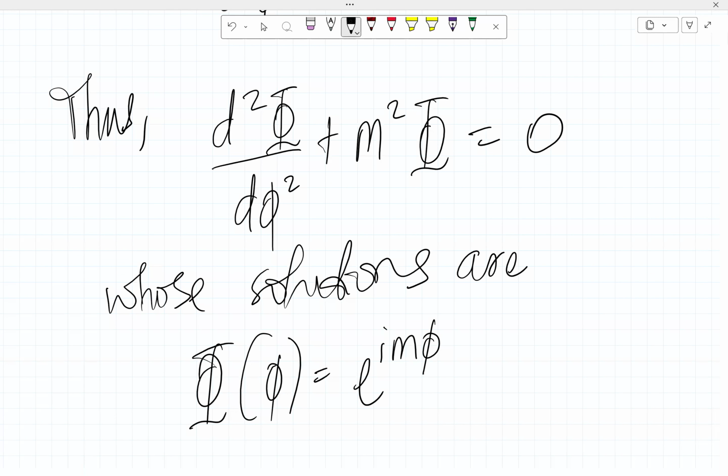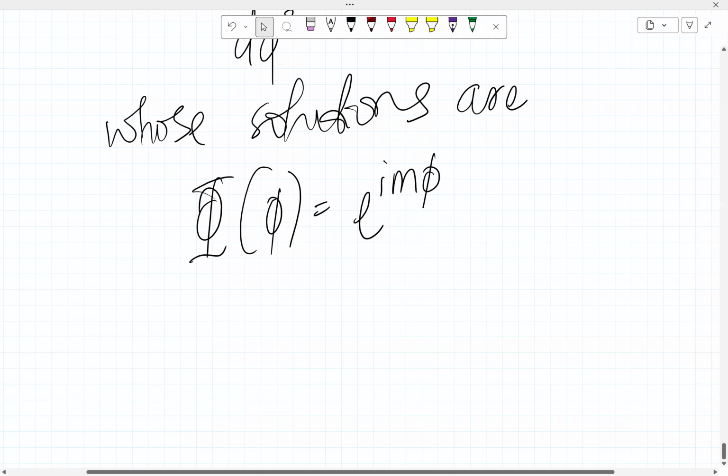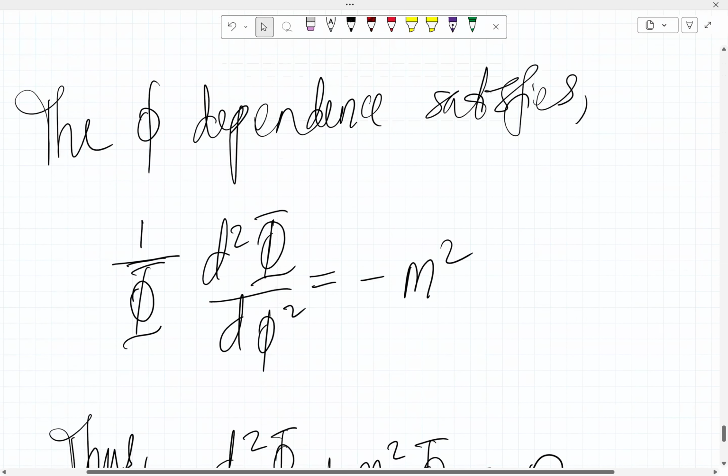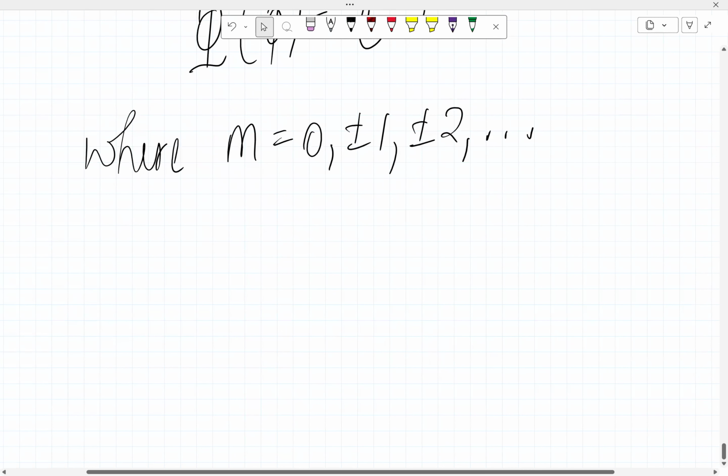So e raised to the power i m small phi, where we then have m equal to 0, plus or minus 1, plus or minus 2, and so on and so forth. So that's settled for the big phi, the phi part, right? Then we also have this. We want to derive the polar equation.